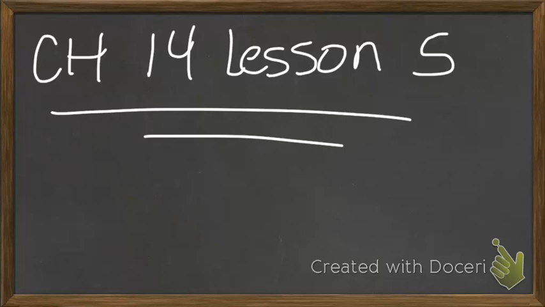Chapter 14, Lesson 5. We're going to be dividing a decimal by a decimal. Pretty much what we've been doing. Got to move the decimal on the outside over, so you have to do the same thing to the decimal inside the box. So let's go ahead and get started.